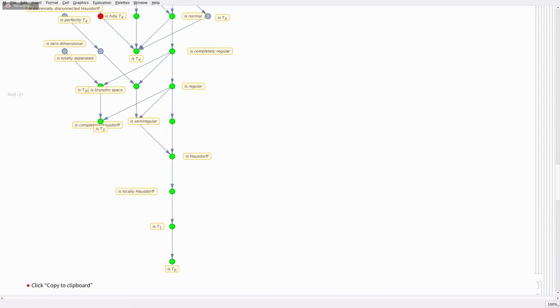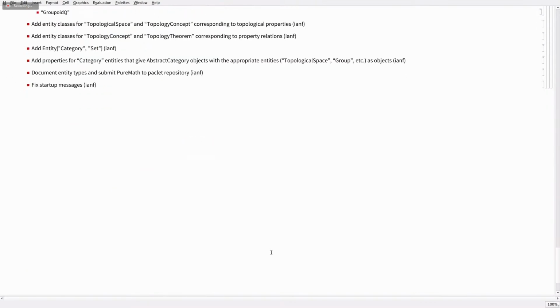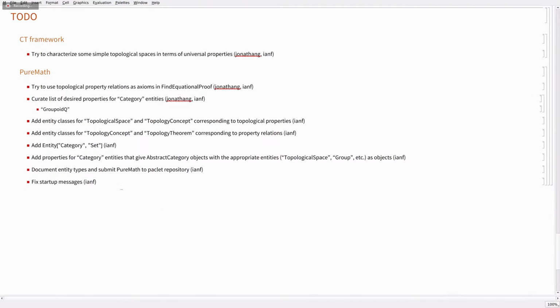But the bottom line here might be that, using, for example, the things already curated for the pure math framework, it might be possible to make an assertion in terms of those properties that Ian was showing there, and prove some assertion that is not deducible purely from the implications that Ian has already curated. Is that a correct statement?